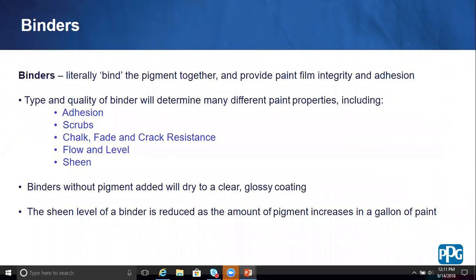And then the higher the level of resin affects the sheen. So if you had a binder without any pigment added to it, that coating would be clear and glossy. So again, the sheen level of a binder is reduced as the amount of pigment increases in a gallon of paint. And we'll break that down a little bit more.